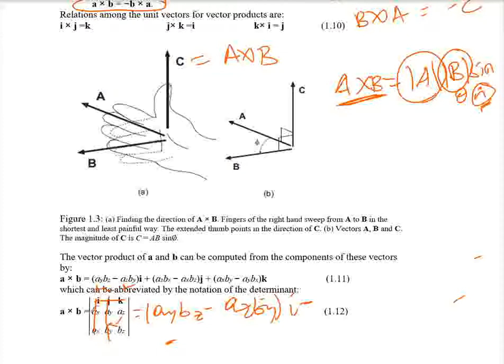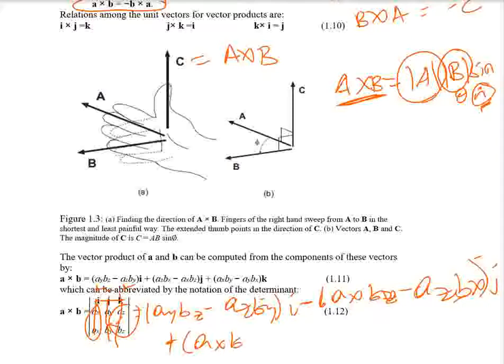We cancel out the first row and the second column, and we are left with what? This and this value. Therefore AX BZ minus what? AZ BX, AZ BX. We cancel J, therefore it is in the J, and this one is positive, therefore plus. Then K is cancelled, and AX BY minus what? AY BX, and this one is in the K.